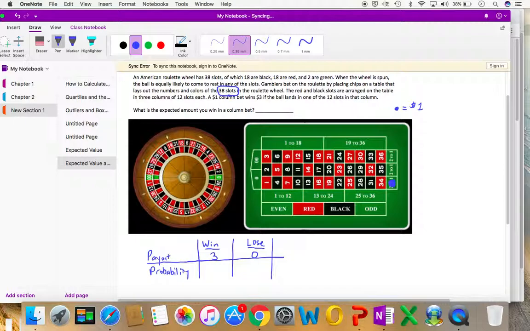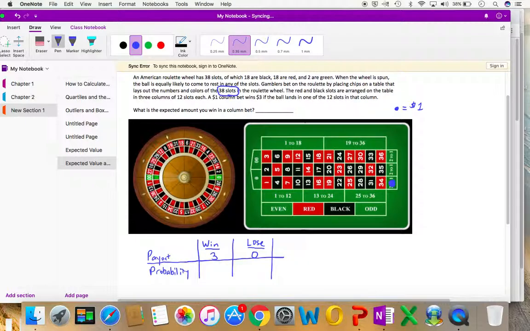These green spots, the 0 and the double 0, are not included in any column bet, in any red or black bet, or any 1 to 12 bet, or any even or odd bet. And that's really what makes the house money, because it keeps what we'll call a 50-50 or a 1-to-1 event from being a payout of truly 1-to-1.